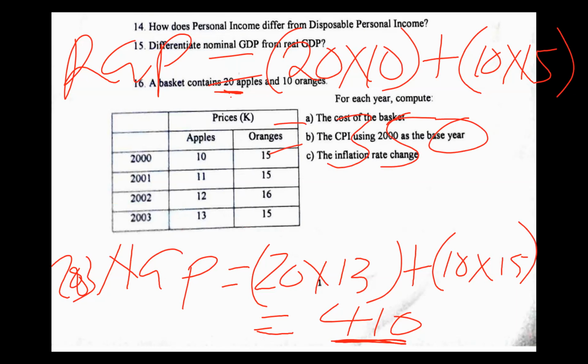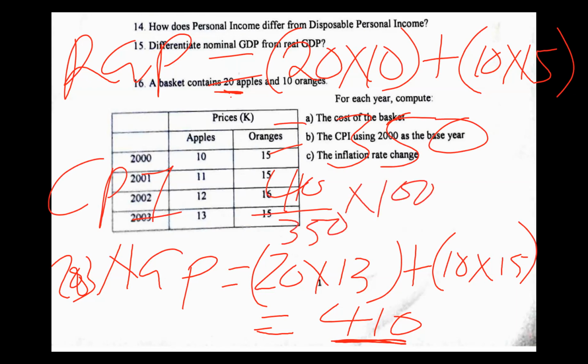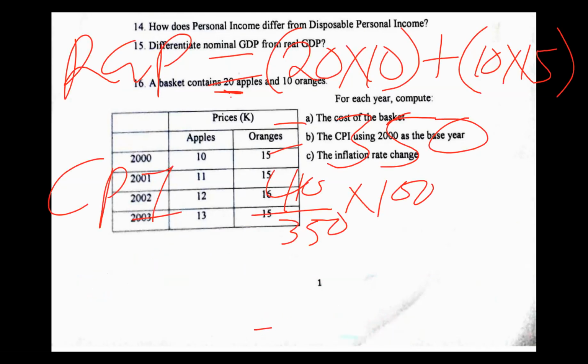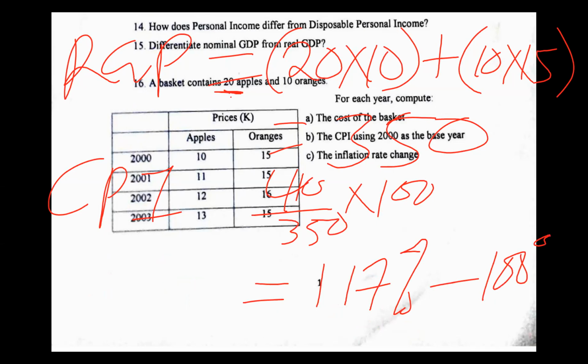Now to find the CPI, it will be nominal GDP divided by the real GDP, which means 410 divided by 350 times 100. What do you find? 117%. So minus 100%, this gives us 17%, a positive answer. It means that from 2000 to 2003 the price has increased by 17%, or the inflation rate was 17%. Did you get that?